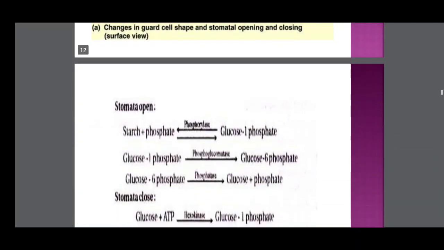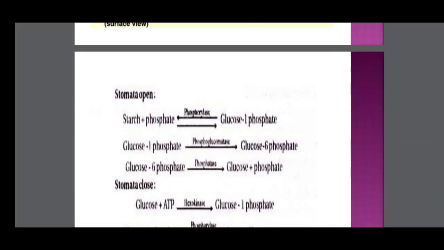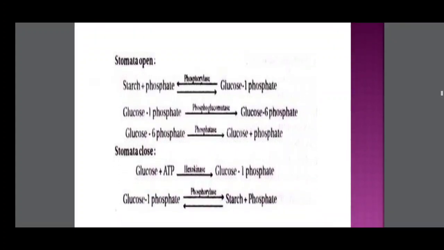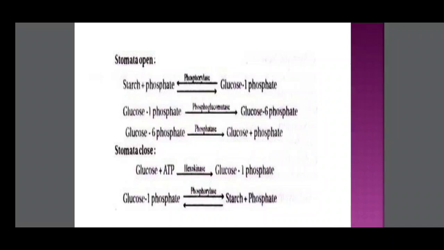Stomatal mechanism of opening: sucrose plus phosphate is converted in the guard cell to glucose 1-phosphate. Glucose 1-phosphate is converted to glucose 6-phosphate. Glucose 6-phosphate is converted to glucose phosphate when the stomata open. So these are the reactions that take place at the time of stomata opening. When stomata close, glucose plus ATP gives glucose 1-phosphate, and glucose 1-phosphate is converted to starch and phosphate. These are the reactions at the time of stomatal closing.